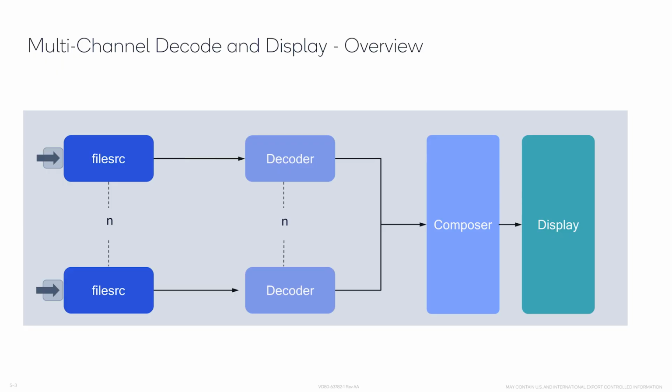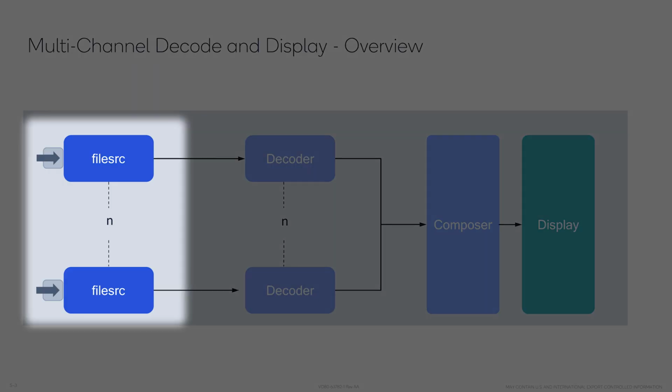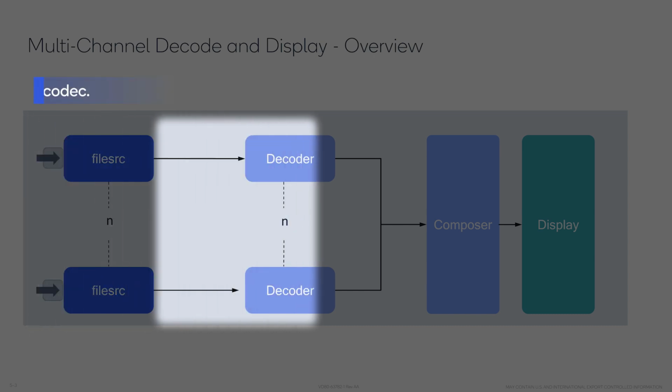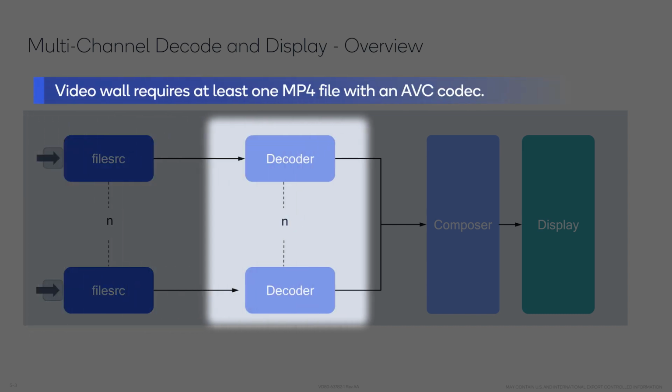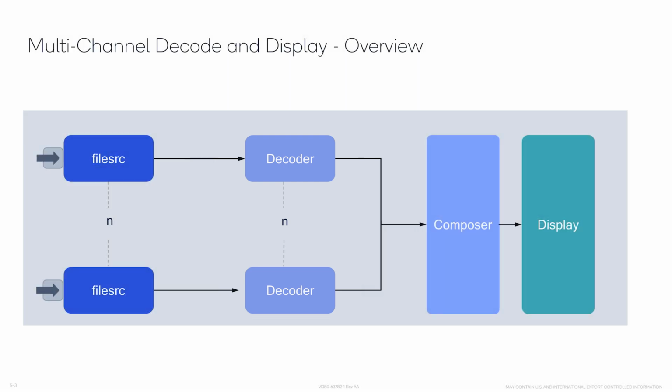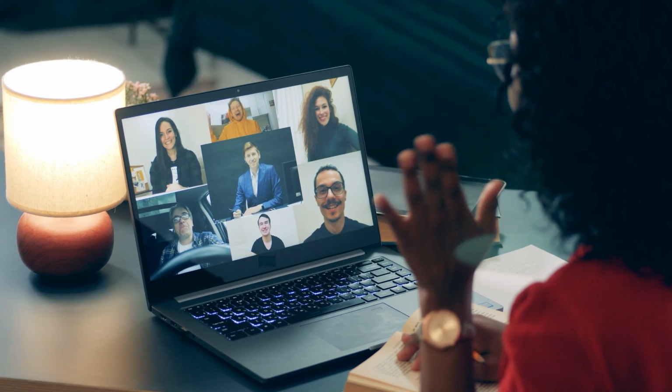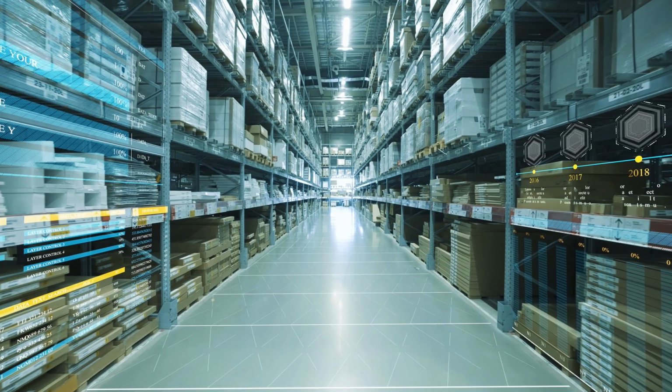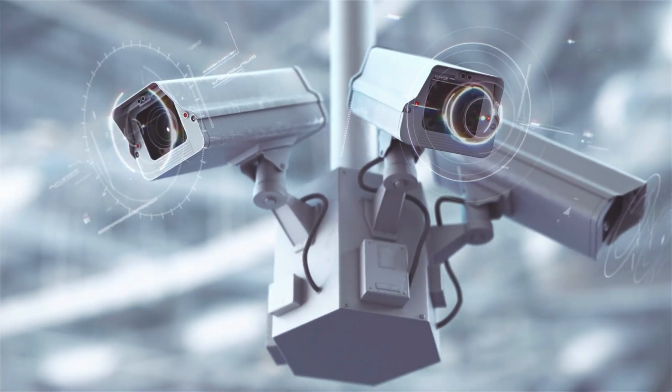The multi-channel applications can take in multiple video files as input and then decode and scale these videos to generate a video wall. This feature can be used to capture feeds from multiple IP cameras and display those on a single screen. So it can be quite useful for a wide variety of use cases such as video conferencing, retail spaces, digital signage, and security.